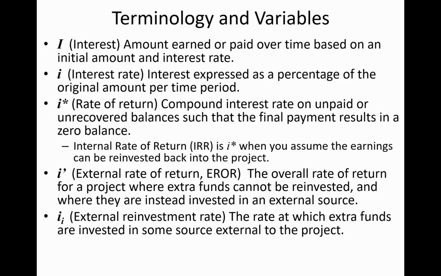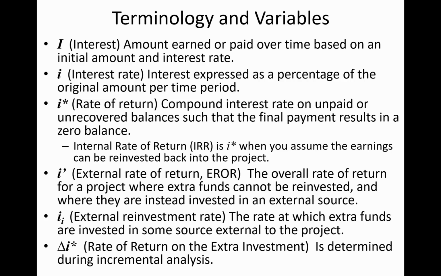Now, speaking of external reinvestment rate, the variable we use for that is i sub i. So that's, for instance, if you own a company but the profits from that business go into a different savings account, whatever the interest rate paid by that other savings account is what we would assign the i sub i variable. Now finally, the one that we're introducing today is delta i star. What that means is it's the rate of return on the difference between two options. So the delta means the increment, and we're going to be analyzing the rate of return, meaning the internal rate of return, on the increment.